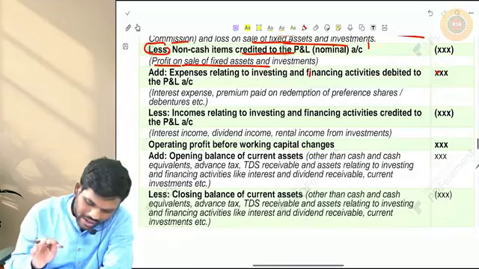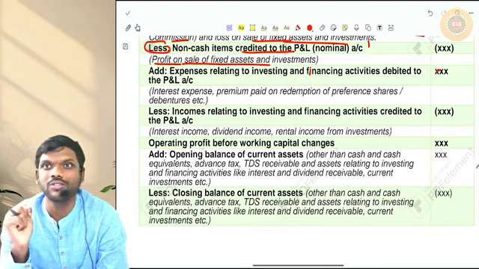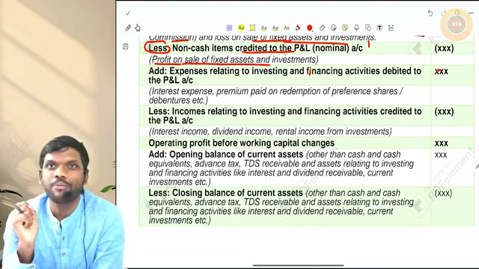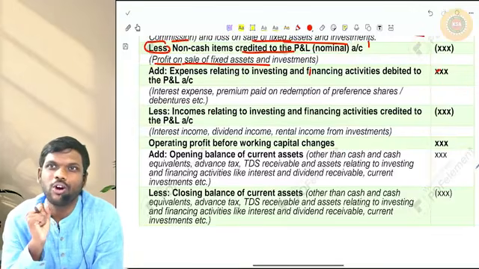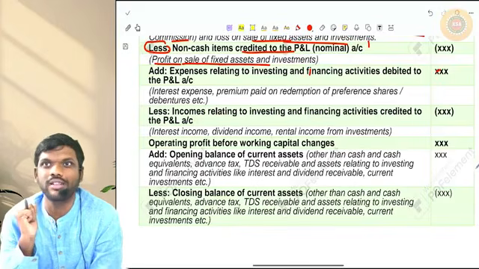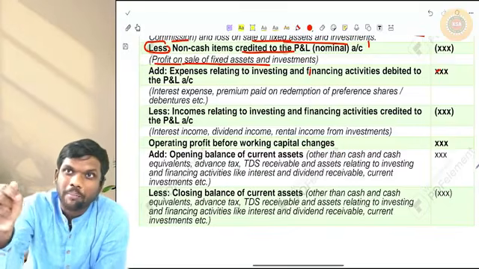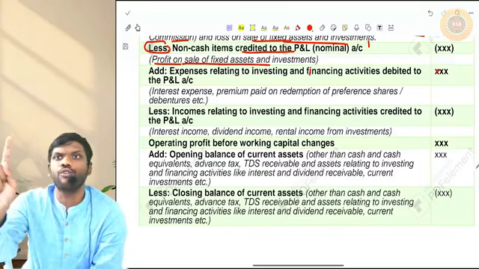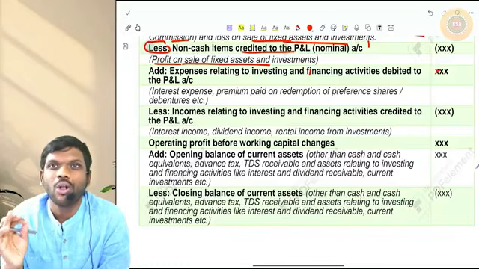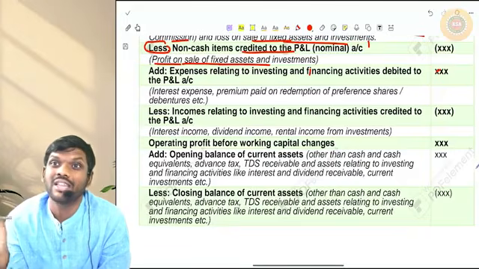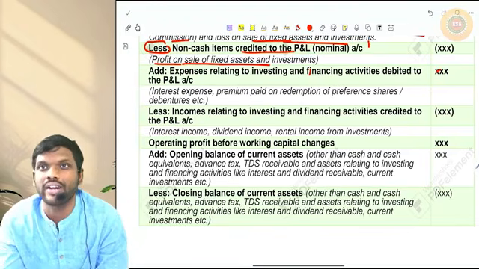Inside your P&L profit, you will have incomes and expenses relating to investing and financing also. For example, inside your profit, interest expense will be there that you have paid on loan. Interest expense paid on loan, is it operating or financing? It is financing, but it is there inside profit. So that should be eliminated, because what you are calculating here is cash flow from operating activities. So next step, what you have to do, identify all the expenses and incomes which are there inside the profit and which relate to investing activity and financing activity, and remove them.